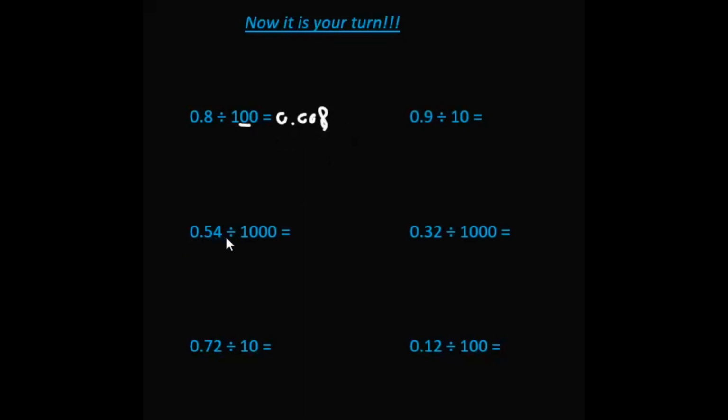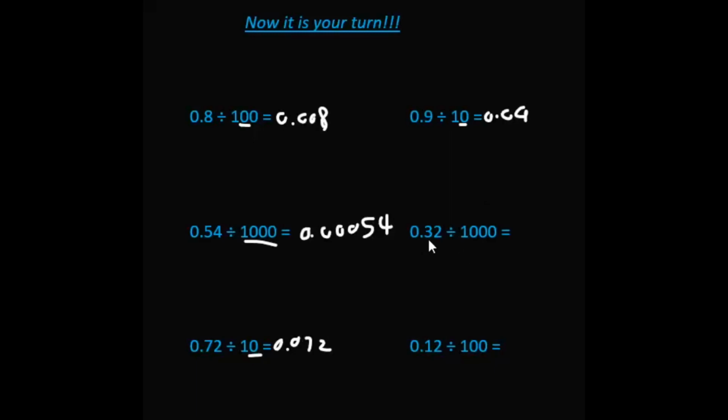Next we have 0.54 divided by 1000. Let me just catch those zeros. 0 point, and then those 3 zeros from the 1000, 1, 2, 3, and then 54. Next we have 0.72 divided by 10. Let me just catch that 0, and then add the 72. Next I have 0.9 divided by 10. Let me just catch that 0 again. A point, and then let's put that 0 down and add the 9.